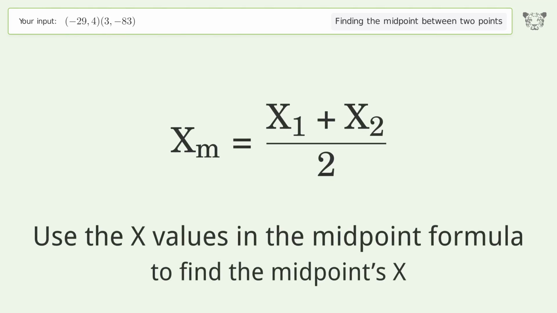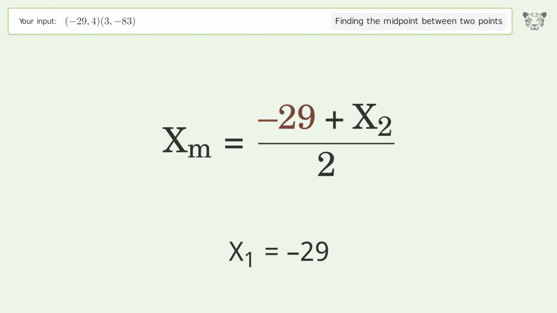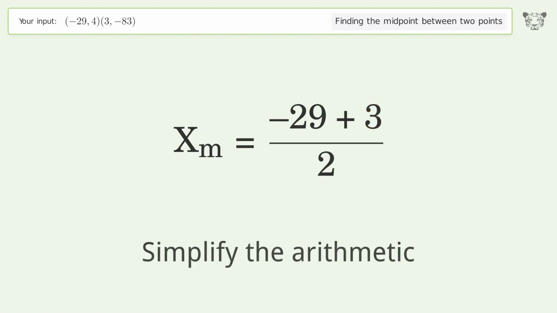Use the x values in the midpoint formula to find the midpoint's x. x1 equals -29. x2 equals 3. Simplify the arithmetic.